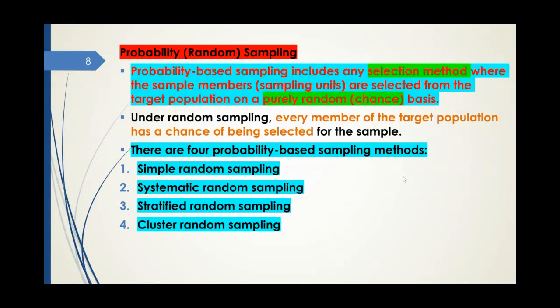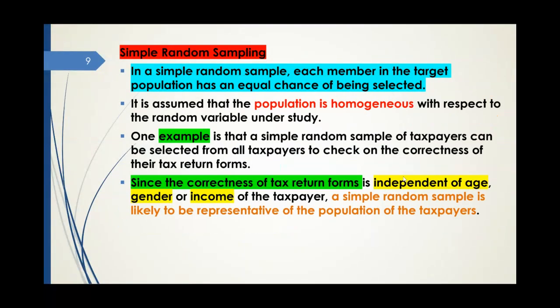There are four probability-based sampling methods. These are the methods: simple random sampling, then systematic random sampling, then stratified random sampling, and then cluster random sampling. In simple random samples, each member in the target population has an equal chance of being selected. This is what we've pretty much been talking about.